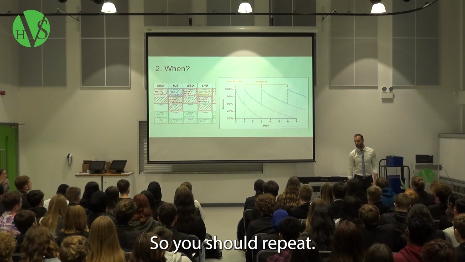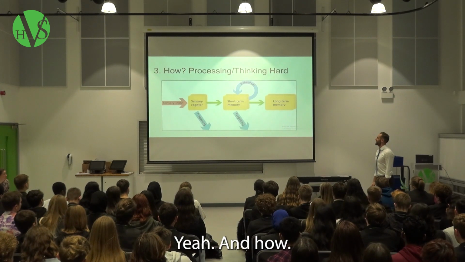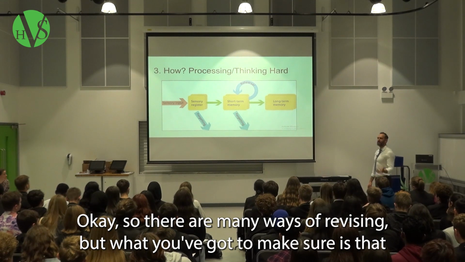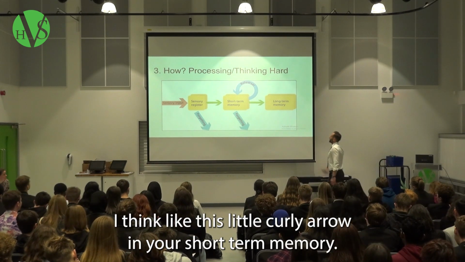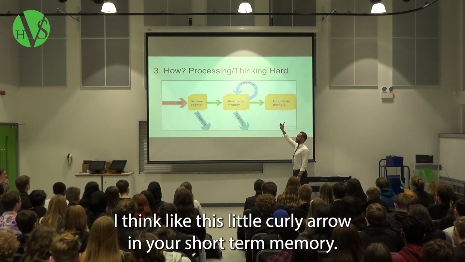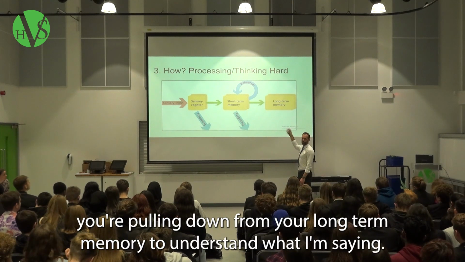So you should repeat. Yeah, we call that the forgetting curve. Yeah, cognitive science. And how? Okay, so there are many ways of revising, but what you've got to make sure is that, I think of this little curly arrow, like in your short-term memory.